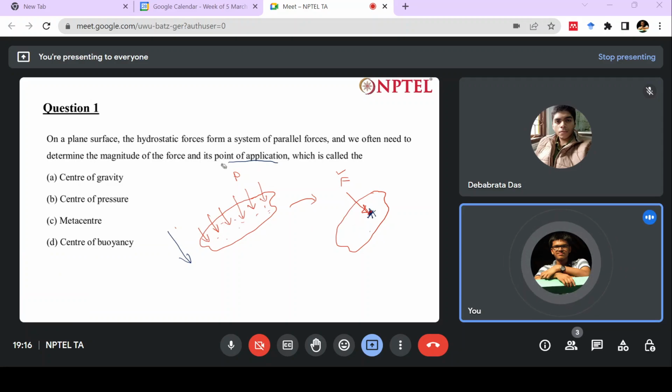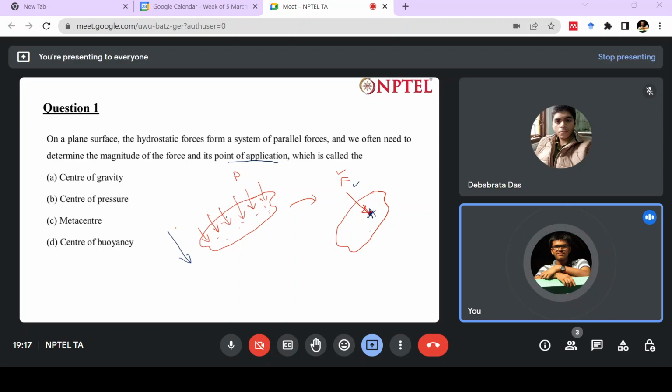So for a particular point of application of a force, the moment must be zero at that point. The force will be the total addition of all forces, and the point of application must be such that all these extended forces of pressure have zero moment about this particular point.